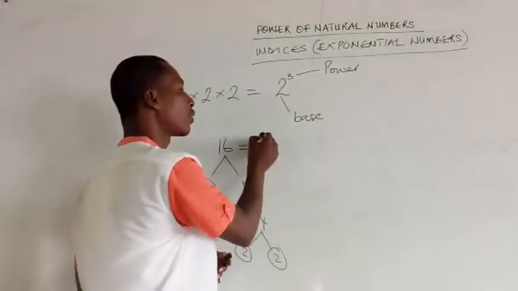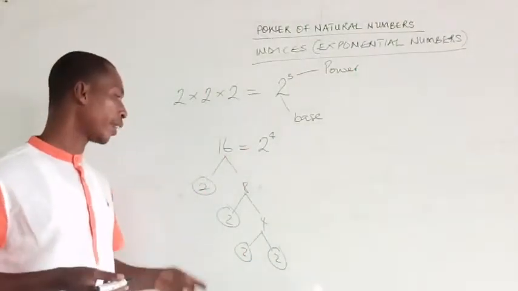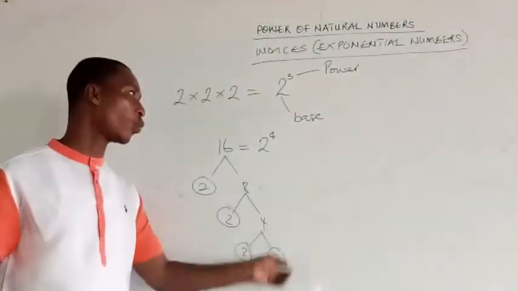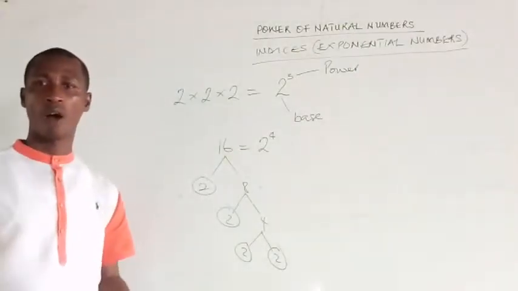Giving indication that 2 to the power 4 is equal to what? 16. What do you mean by that? 2 times 2 is 4, 4 times 2 is 8, 8 times 2 is what? 16. So 16 equals 2 to the power 4.